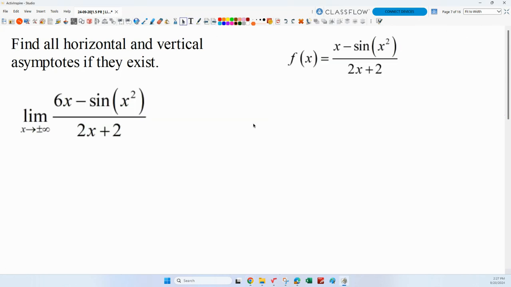How about this one? All horizontal and vertical asymptotes.